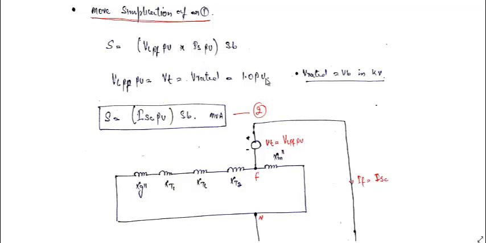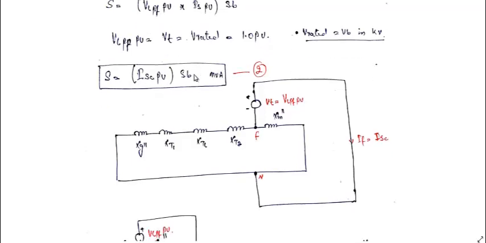In the other case, it was taken as base, so it comes out to be equal to 1 per unit. In most cases, usually it is taken as base. So V_T will be taken equal to 1 per unit. So when we take V_LPF per unit equal to 1, S will be equal to only 1 into I_SC per unit, that is I_SC per unit into S_B only. So we'll do some more simplification.